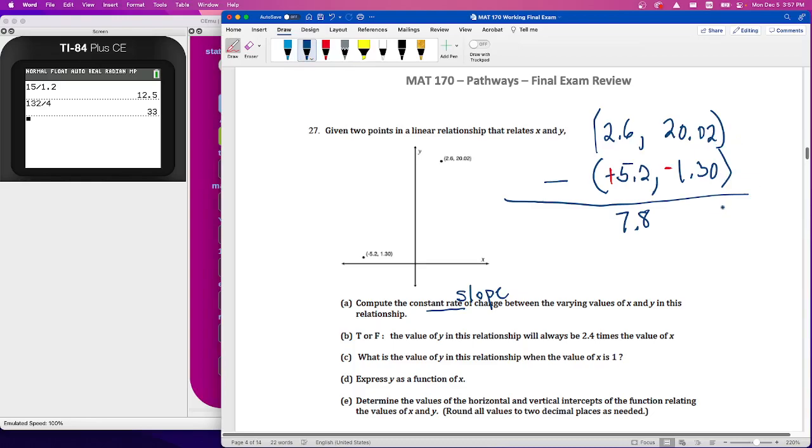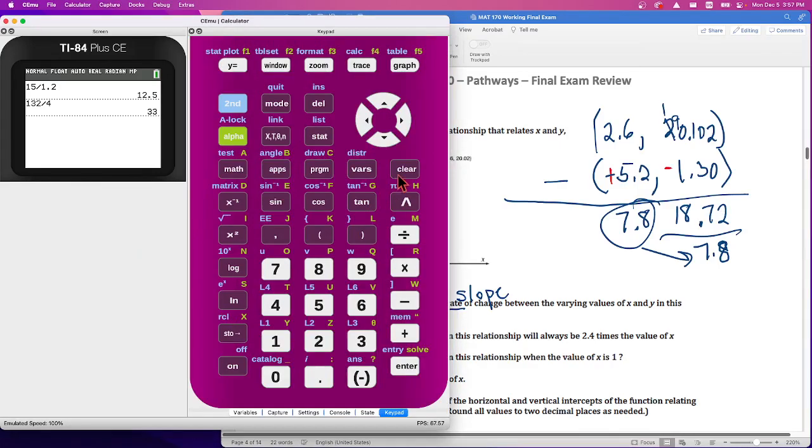Doing the subtracting, 0 minus 2 is still 2. 3 minus 0. This way, 3 from 10 is 7. 1 from 9 is 8. And then there's 1 left over. So 18.72. Tuck this underneath, and then we just divide. 18.72 divided by 7.8 gives us 2.4.